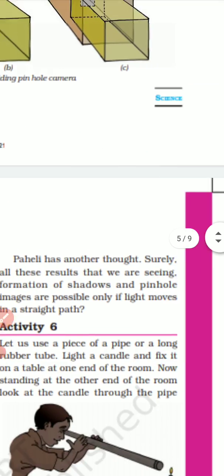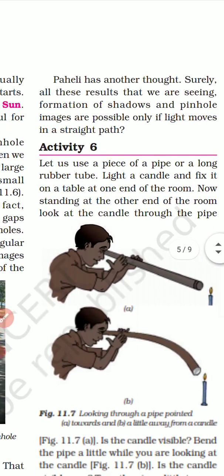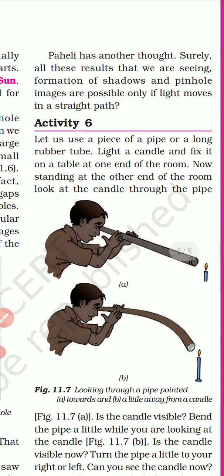So Paheli has another thought. Surely all these results that we are seeing, formation of shadows and pinhole cameras, are possible only if light moves in a straight path. So this activity number 6, you have to do it on your own. I'll be explaining it, but you have to do it at your home. Alright? So whether the light travels in a straight line or not, that we'll see in the next period.